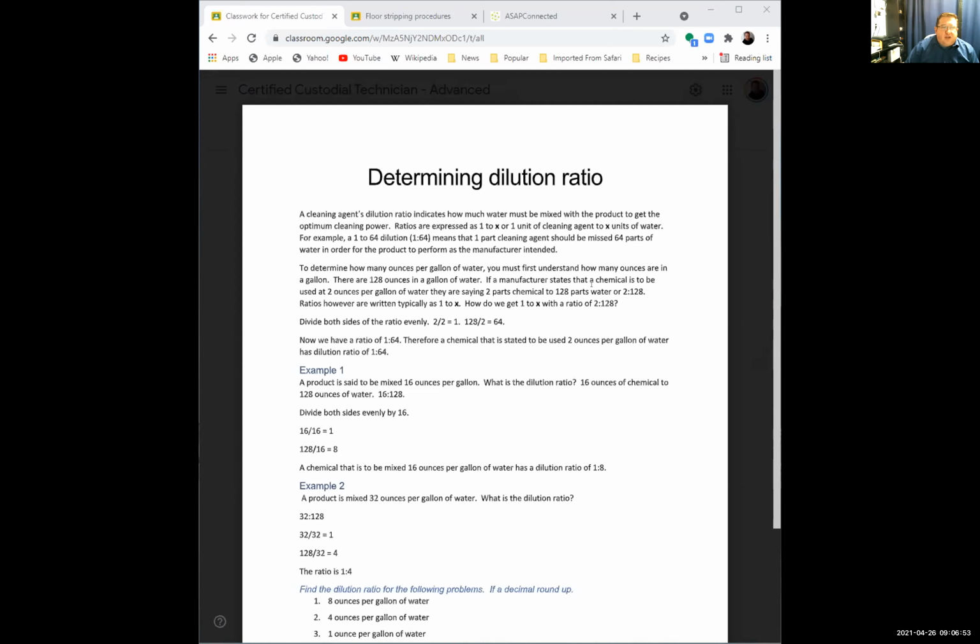So if a manufacturer states that a chemical is to be used at 2 ounces per gallon of water, what they're saying is it's 2 parts, or 2 ounces of chemical, to 128 parts of water. It is written as 2 to 128. However, when we see ratios, they're not written like that. They're always written with a 1 first, the lowest unit of measure. So how do we get 1 to X when we have a ratio of 2 to 128?